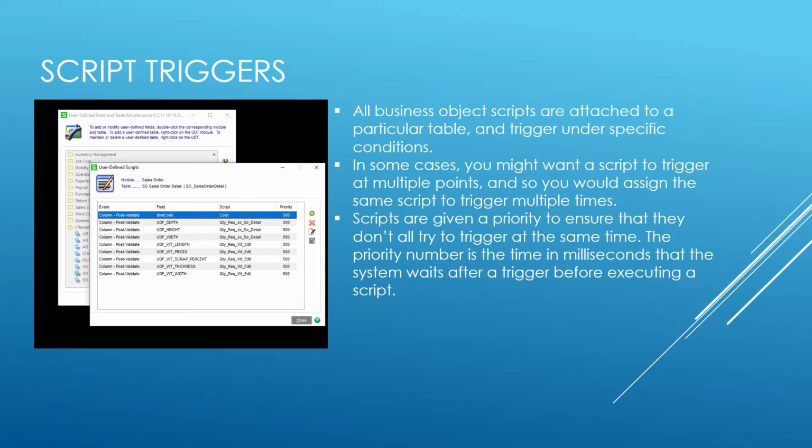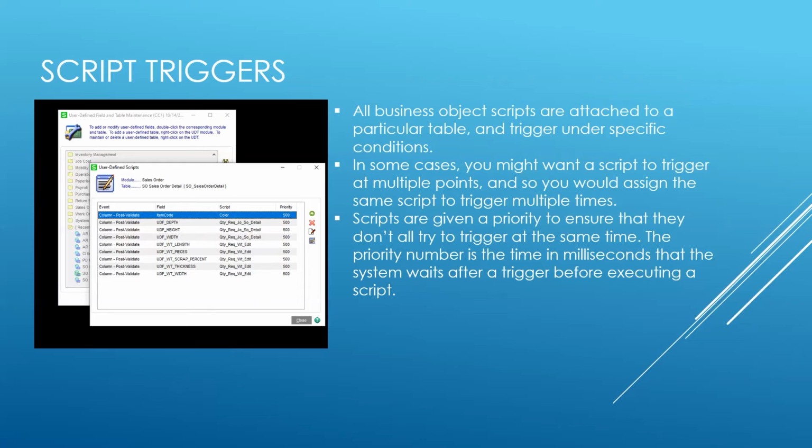In some cases, you might want a script to trigger at multiple points. Depending on things like where you're entering data, you might want it to recheck after something has been changed. And so you would assign the same script to trigger multiple times at different points. So you see in this example image, the same script is set to trigger off post validate on 3 different fields. And then again, this one is set to trigger on 5 different fields. So we really want to make sure that this particular script is triggering.